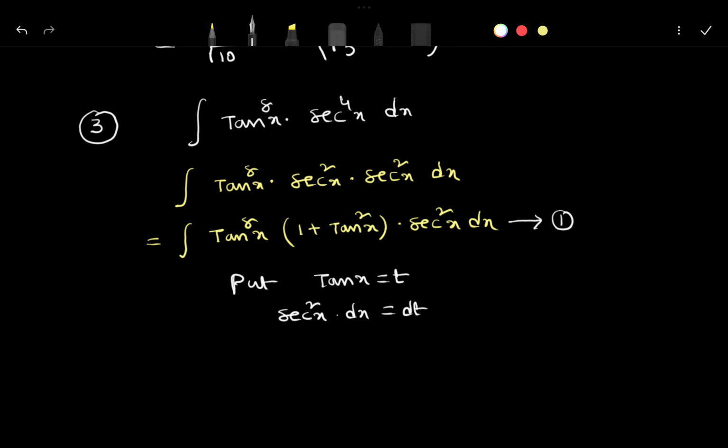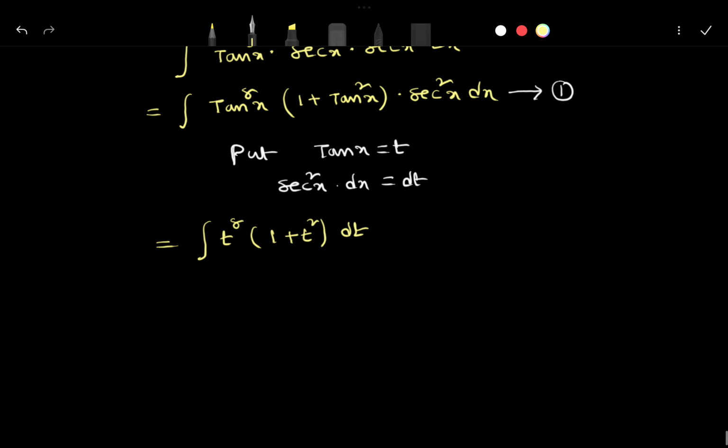After this, the integration, I assume tan x as t, is t to the power of 8 into 1 plus t square, and secant square x into dx is dt. So now you simplify this value, that is equal to integration of t to the power of 8 into dt plus integration of t power 10 into dt.